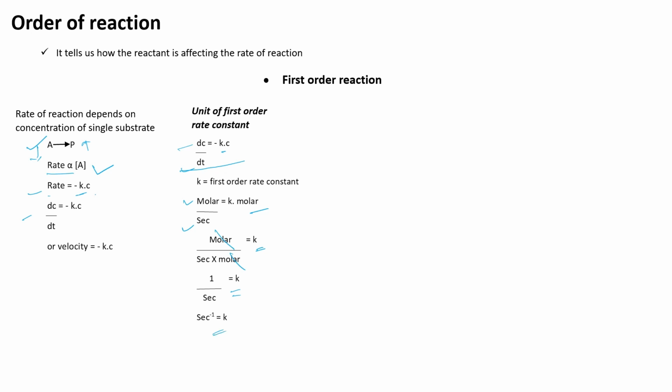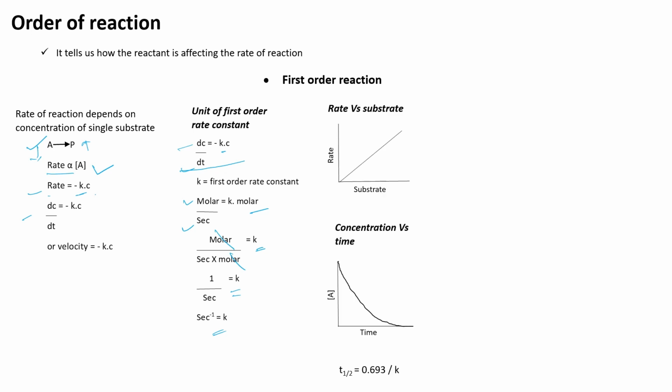So by seeing the unit, you can say whether the reaction is a first order, second order or zero order reaction. Now what is the relation between rate and substrate in case of first order reaction? It is a straight line. That means as the substrate increases, the rate of the reaction will also increase. What's the relation between concentration and time? As the time increases, the concentration of A will decrease.